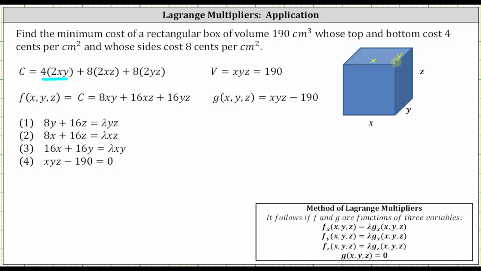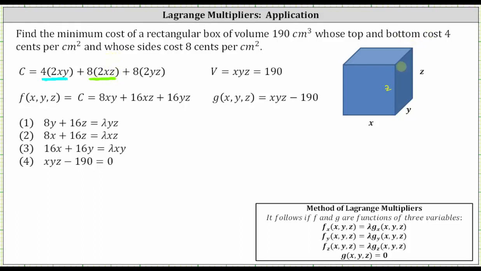And now let's focus on the front and the back. The front has dimensions x centimeters by z centimeters, and so does the back. The total area of the front and back would be 2 times x times z at a cost of 8 cents per square centimeter, and therefore the cost of the front and back would be 8 times 2xz.